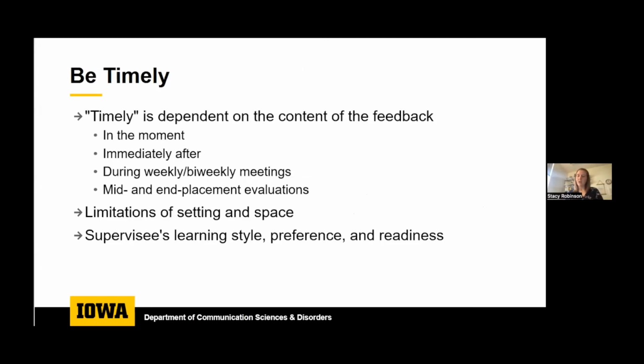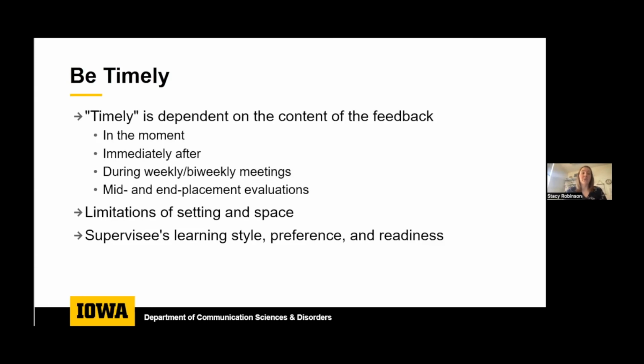Our last thing to talk about today is timeliness. And I've actually seen already some questions come up about that in the chat. Timeliness for feedback is really dependent on the content and logistics and the supervisee. So some feedback has to be provided in the moment. For example, if a student is administering a standardized evaluation and they are operating outside of the bounds of standardization, you have to fix that in the moment or your evaluation is not going to be valid.